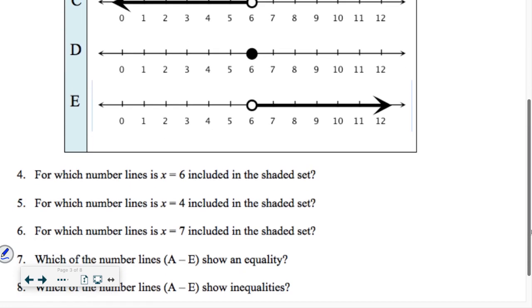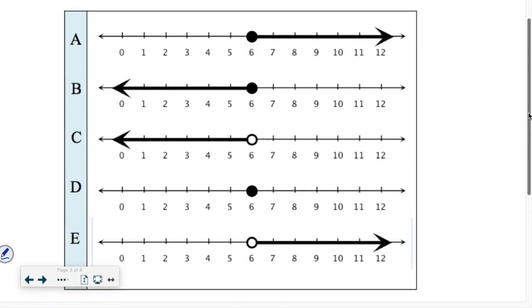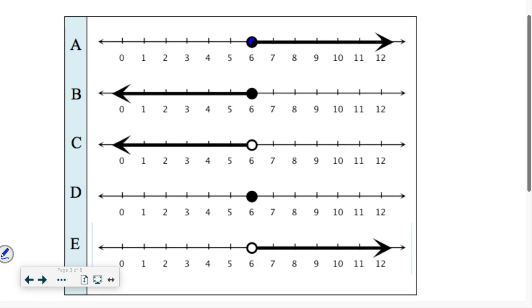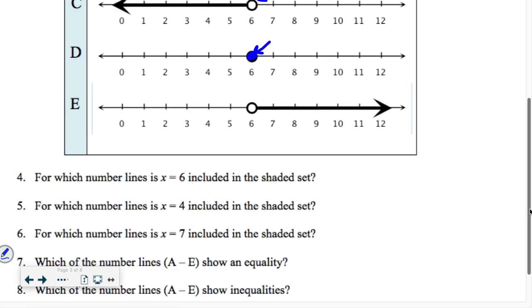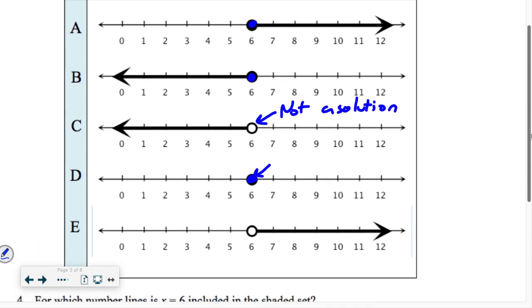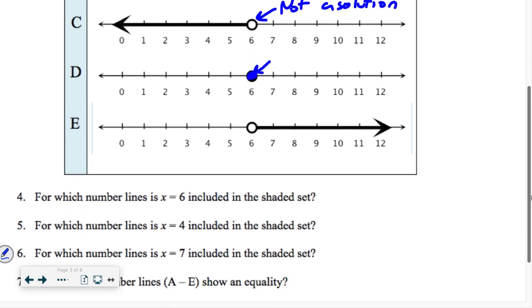For which number lines is x equals 6 included in the shaded set? So 6 is part of A, it's part of B, it's not a part of C. With this open hole right here, this is not a solution. It is right here, so that is part of D, and it's also an open hole on E, so it's not that one either. So it is A, B, and D, that's it.